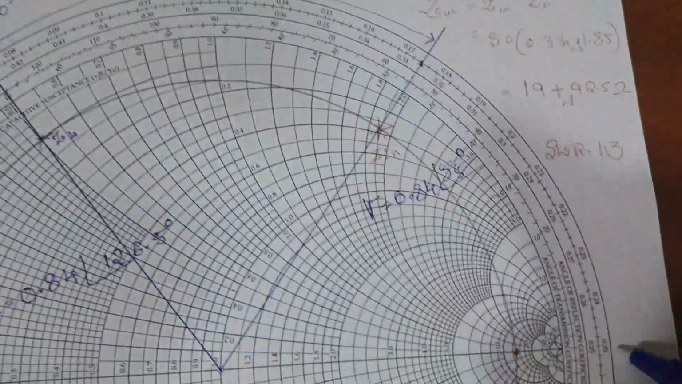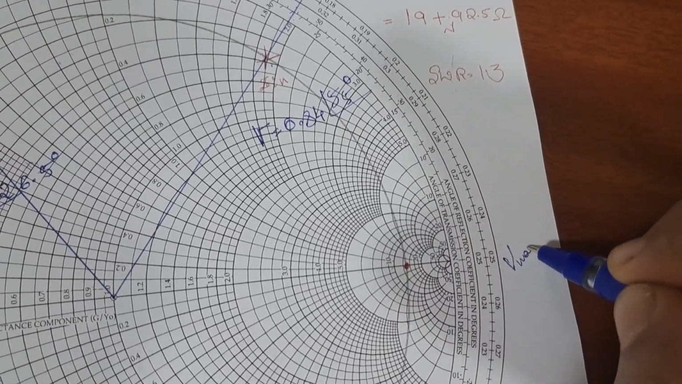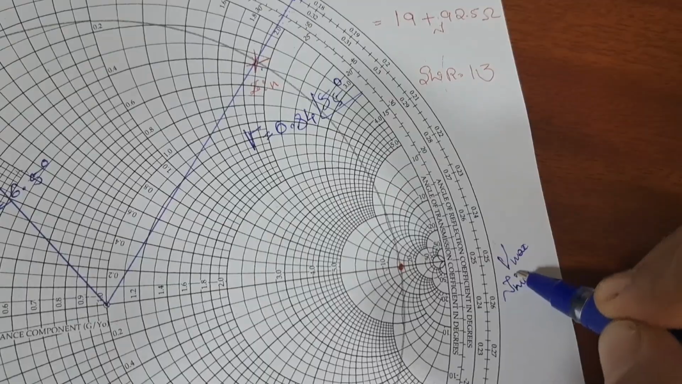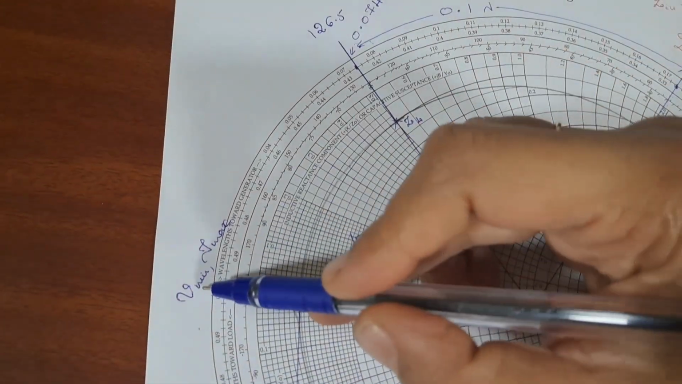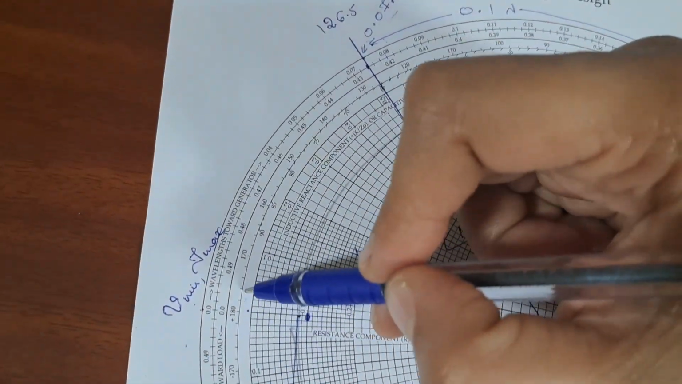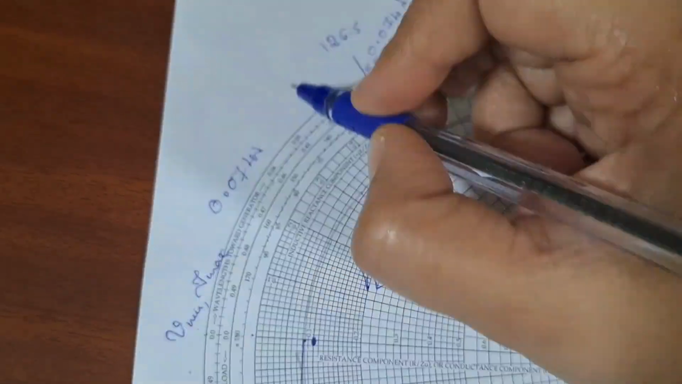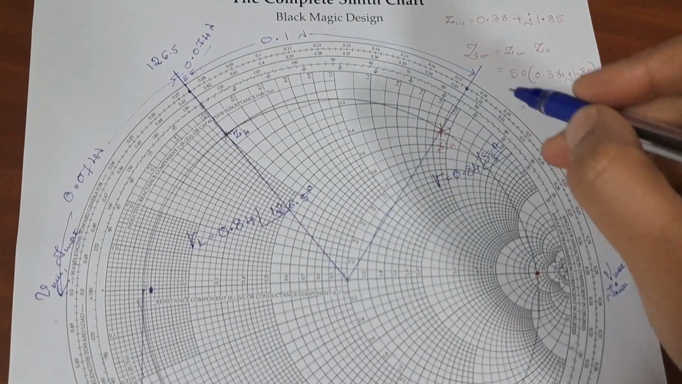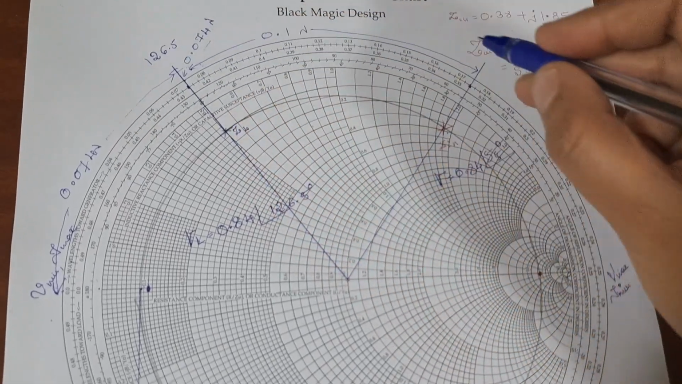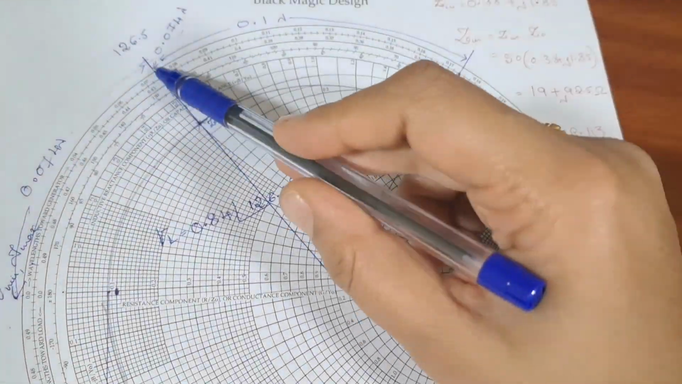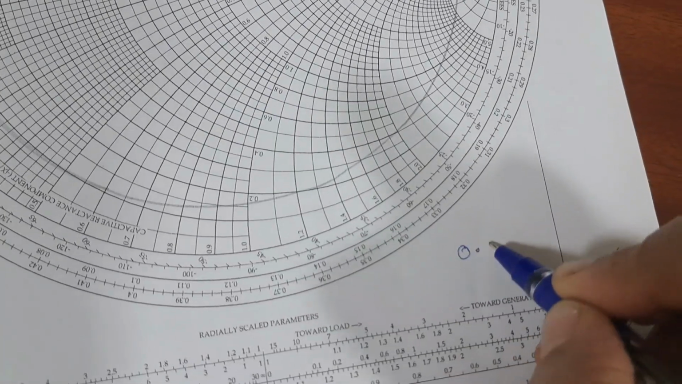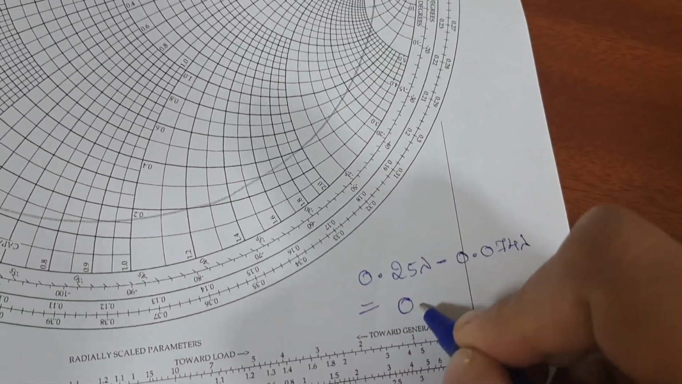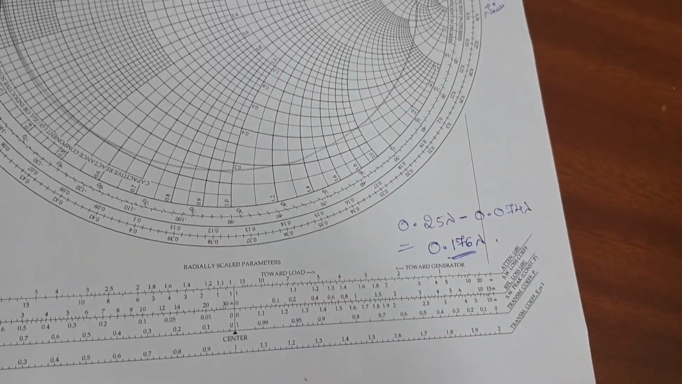Next, I have to find the distance from the load to V minimum or V maximum. First, I'll note down that the right side is V max, I minimum, and the left side is V minimum, I max. Just find the distance from the initial point to the V minimum. I have 0.074, and remember the whole Smith chart is 0.5 lambda. So the upper half will be 0.25 lambda. If I want to measure the distance, I can just subtract.